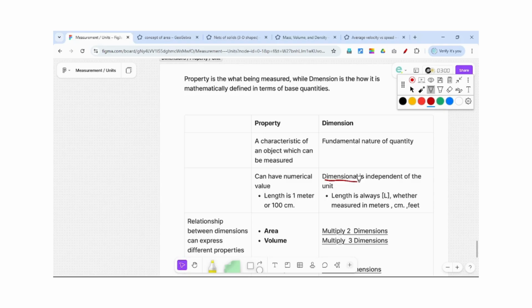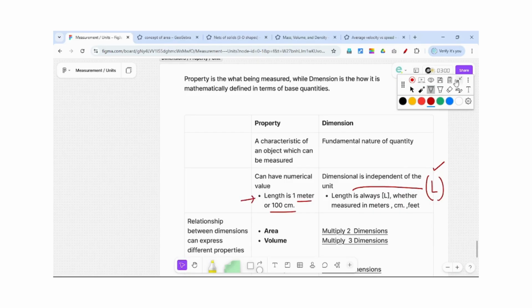Dimension is independent of unit. Suppose we are measuring length, we will say the dimension of length is, say we denote it with L. Whether it is measured in meters, centimeter and feet, length will remain length. So length we can say is a dimension, but when we give a numeric value, we say length is 1 meter or 100 centimeter.